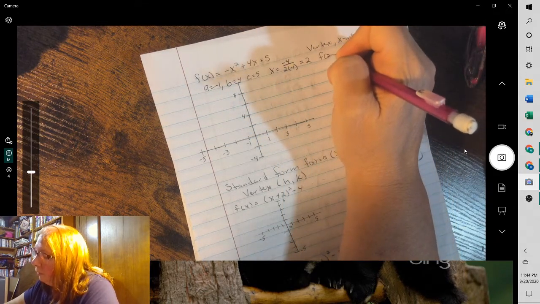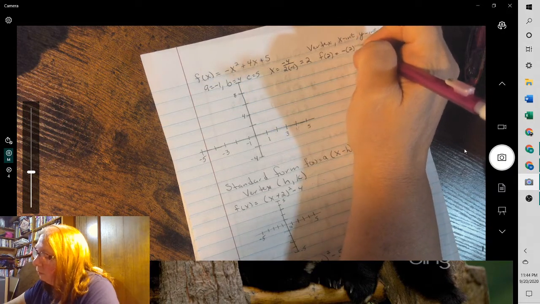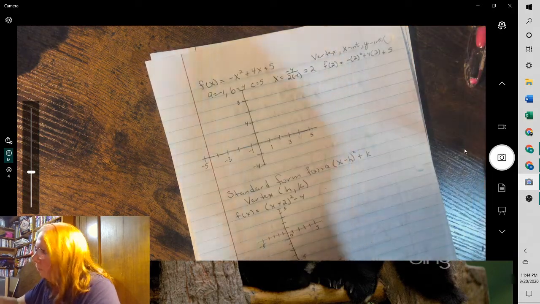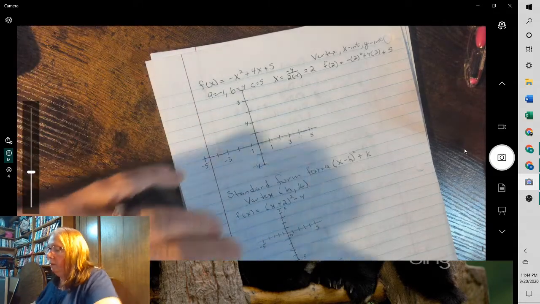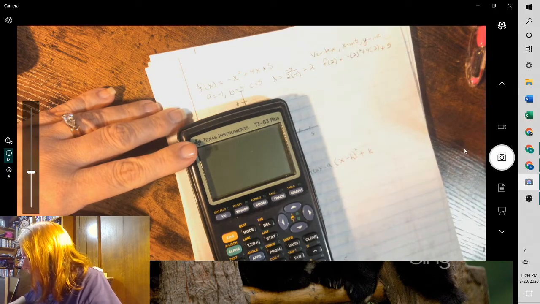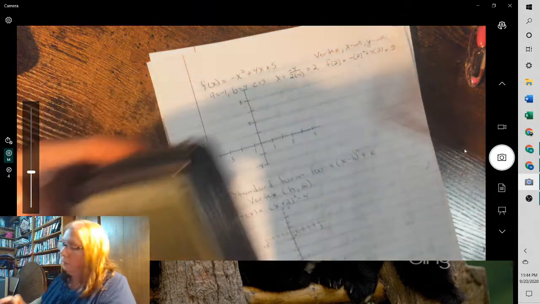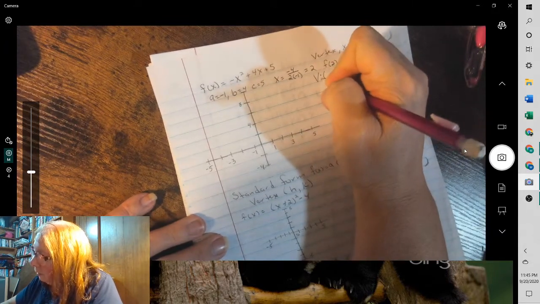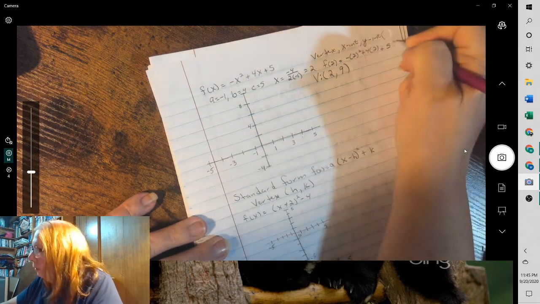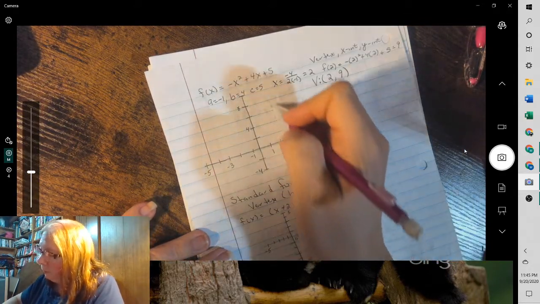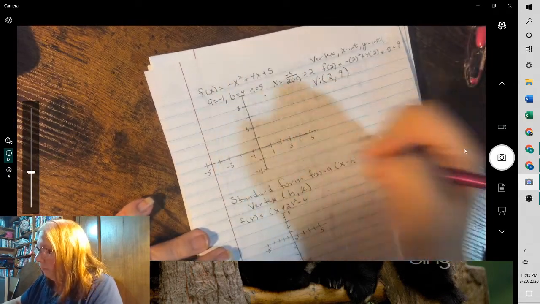To find the y value, we plug that in. And then we calculate it. We have a negative 4 plus 8 plus 5. 9. So our vertex is 2, 9. And over 2, up 9, and then it's going to come down.